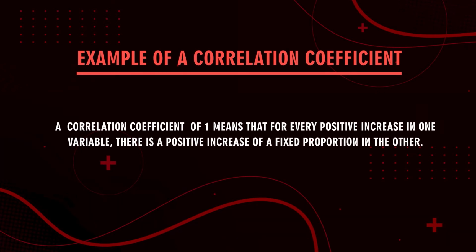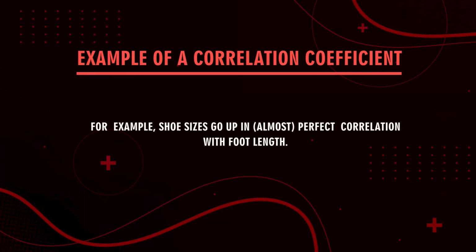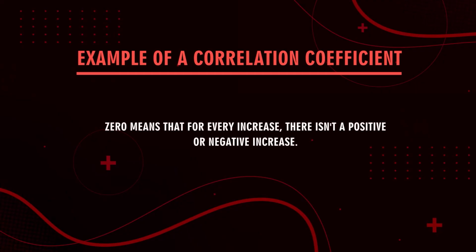A correlation coefficient of 1 means that for every positive increase in one variable there is a positive increase of a fixed proportion in the other. So what we have observed is that the relationship is there, and when we talk about a positive increase in one variable, it is definitely going to increase the other by a fixed proportion. For example, shoe size goes up in almost perfect correlation with foot length. That is very true: if the foot length is high, the shoe size automatically goes up. A value of 0 means that for every increase there is no consistent positive or negative increase.